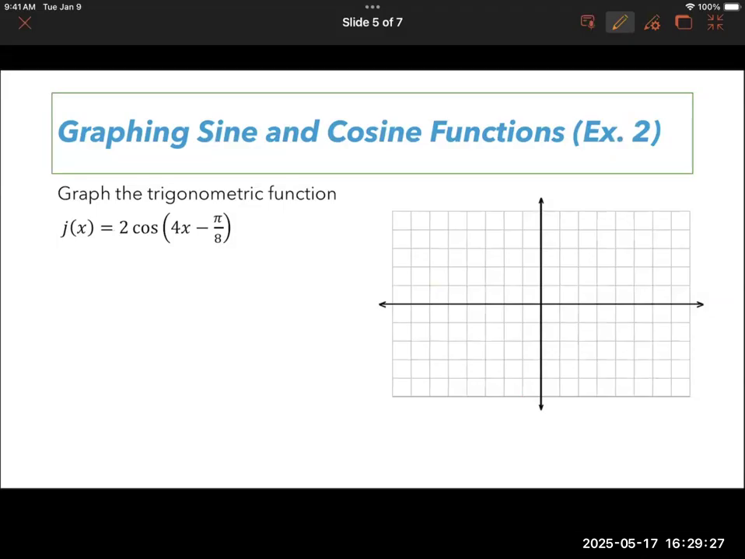I'm sorry, I miswrote that. Should be pi over 2 here. And now let me explain why I miswrote that. So here's what you need to do before you go through all the steps we did in our previous example.